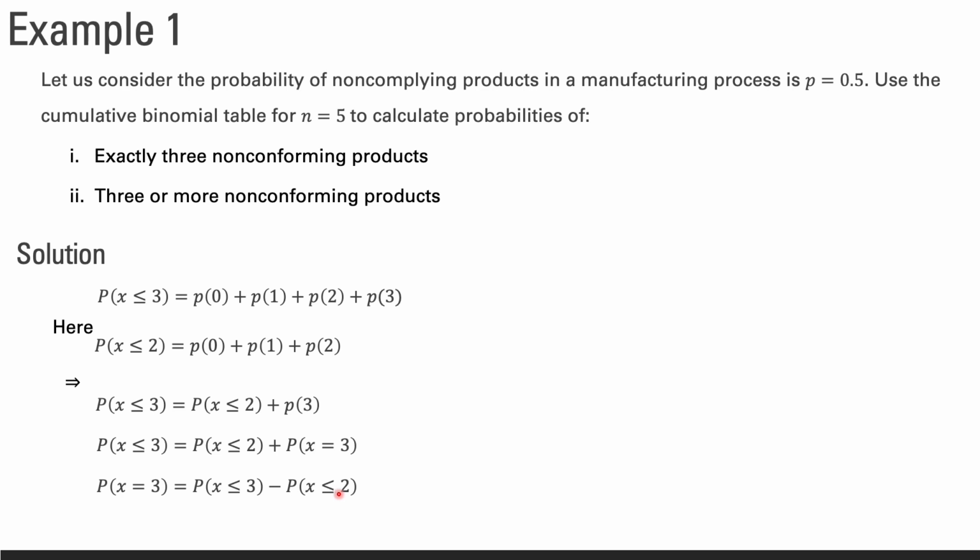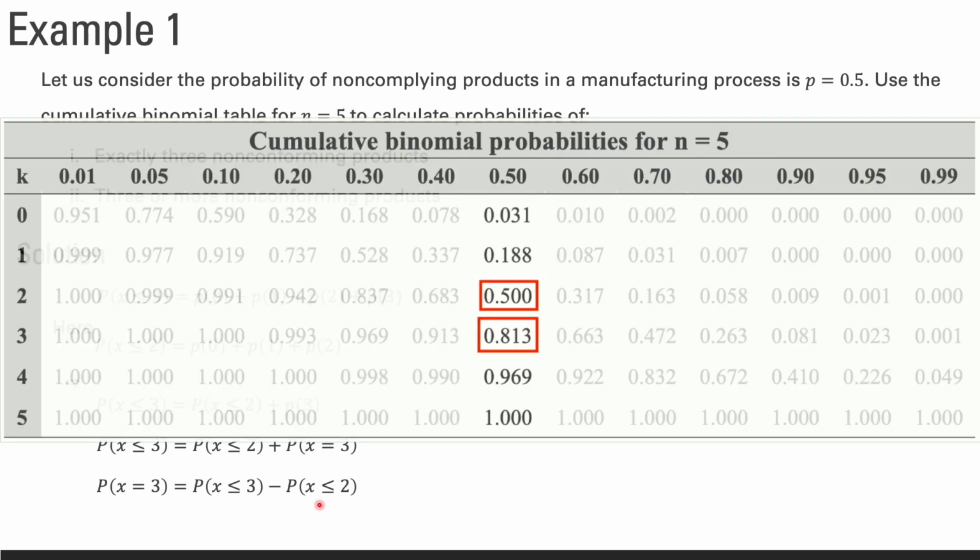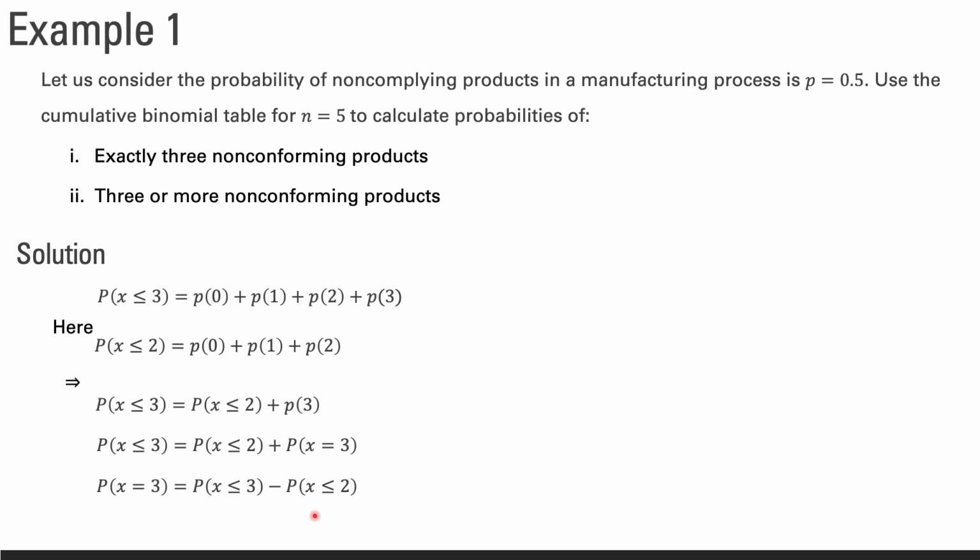Now we can go back to the table and see the value for x less than or equal to 3, and the probability of x less than or equal to 2, in the column of p equal to 0.5. We note these values, and we insert them here. So the probability for x less than or equal to 3 was 0.663, and for this it was 0.317.